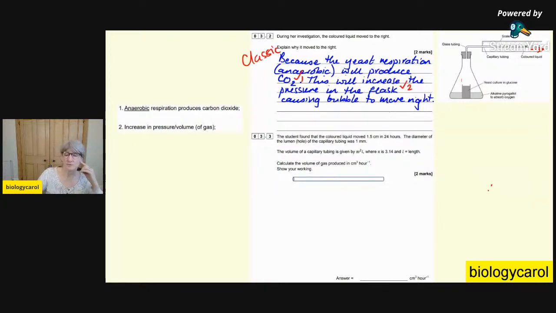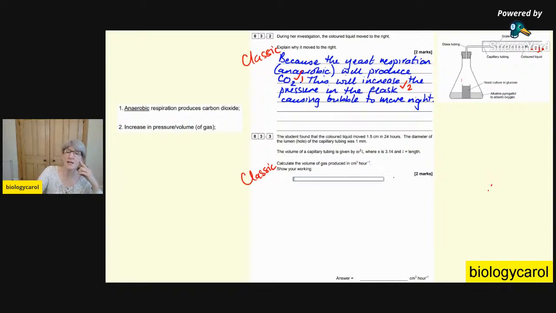So there we go. Now, this is another classic maths question where there is an experiment which uses a capillary tube. It's really common. Student found that the coloured liquid moved 1.5 centimetres in 2 hours. That ain't very much, but hey ho, whatever. Diameter of the lumen, the hole in the capillary tube, was 1 millimetre. Okay, volume of capillary tubing is given. This gives you a huge hint, and you're told what all of the bits mean.